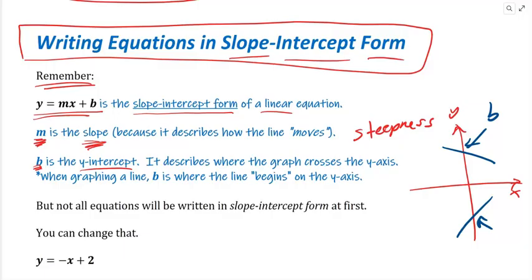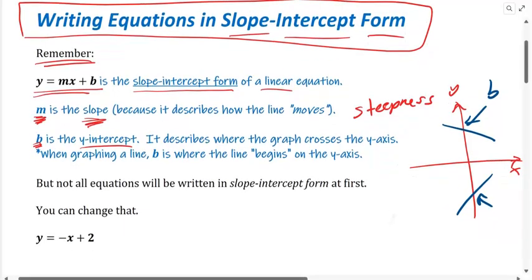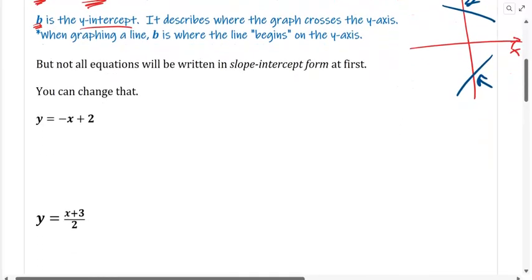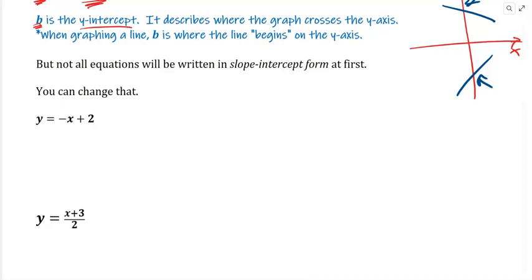All right, so now, not all linear equations will be written in slope-intercept form at first. But you can change that. We can rearrange equations so they are in slope-intercept form. And let's take a look at some of those.